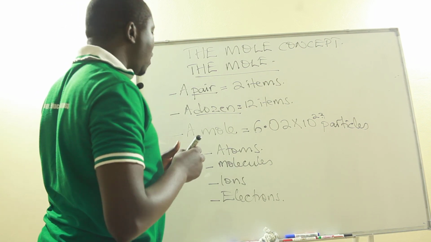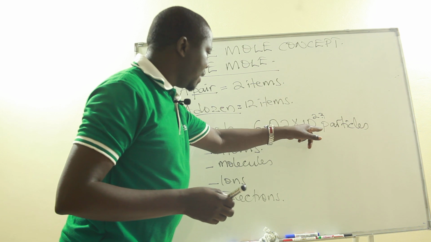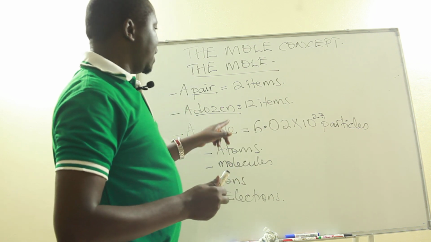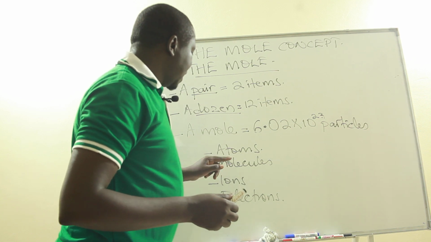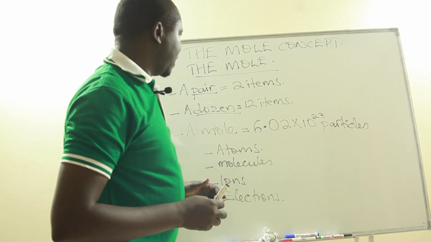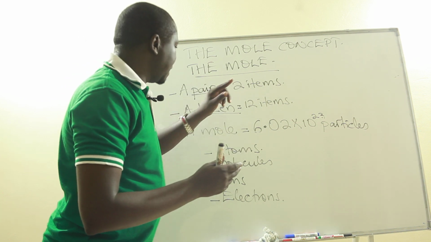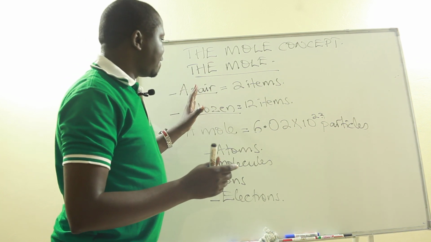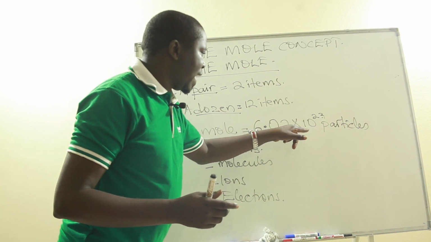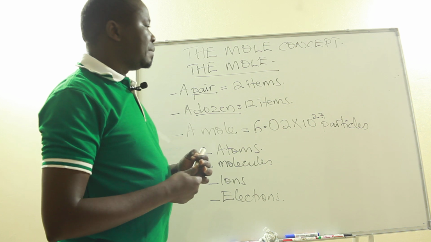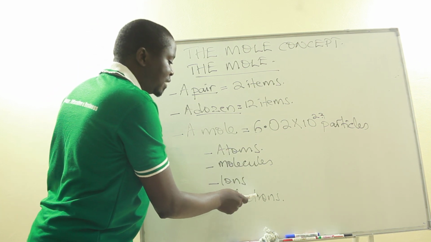So a mole consists of 6.02 times 10 raised to power 23 particles, and can be 6.02 times 10 raised to power 23 atoms or molecules or ions or electrons. So you can see, whereas a pair refers to 2 items, a dozen refers to 12 items, a mole refers to 6.02 times 10 raised to power 23 particles. And these particles are these ones that we have seen.